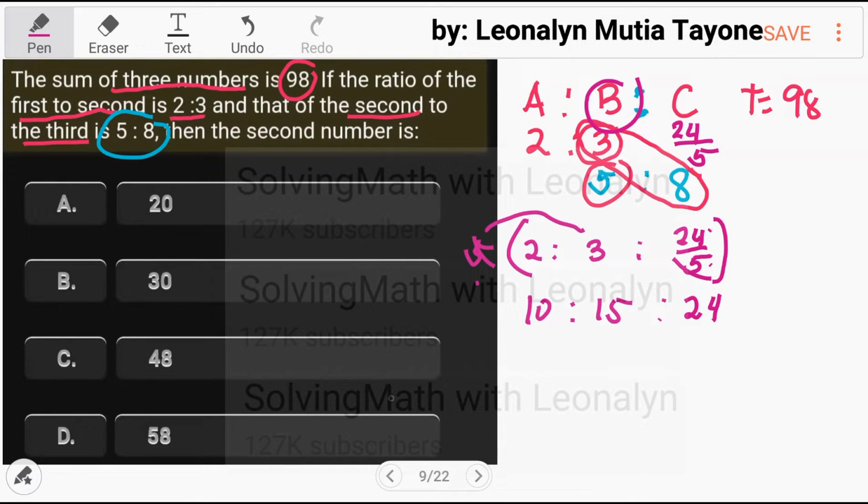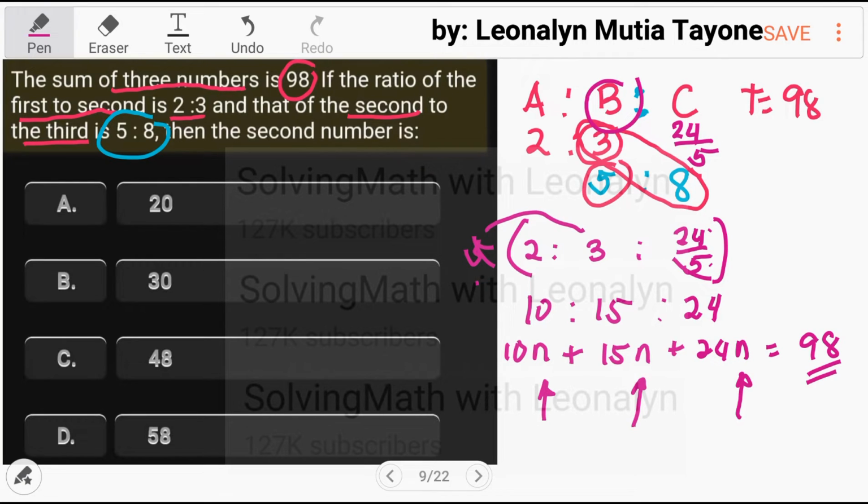Now, let n be that number na i-multiply natin sa lahat ng mga ratio natin. N. So, 24n. And that is equals to 98. Itong n na ito yung variable na katumbas ng isang number lang na i-multiply natin sa lahat ng ratio na ito para ang sagot ay 98. So, yan yung hanapin natin.